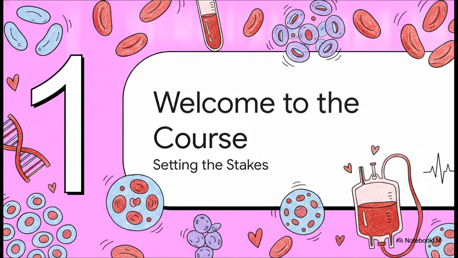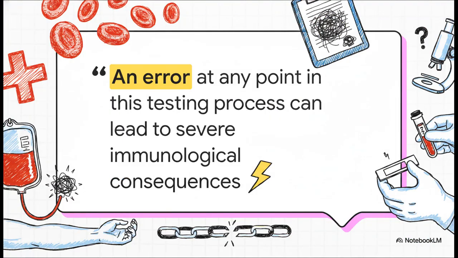All right, Section 1, welcome to the course, and really, setting the stakes. Now we have to acknowledge right up front that the work you'll be doing directly impacts human lives. The source material states it perfectly. An error at any point in this testing process can lead to severe immunological consequences, including immediate, complement-mediated intravascular hemolysis in a recipient. Basically, a single mix-up can be catastrophic. Mastering this material isn't just about passing a test. It is quite literally a matter of life and death.